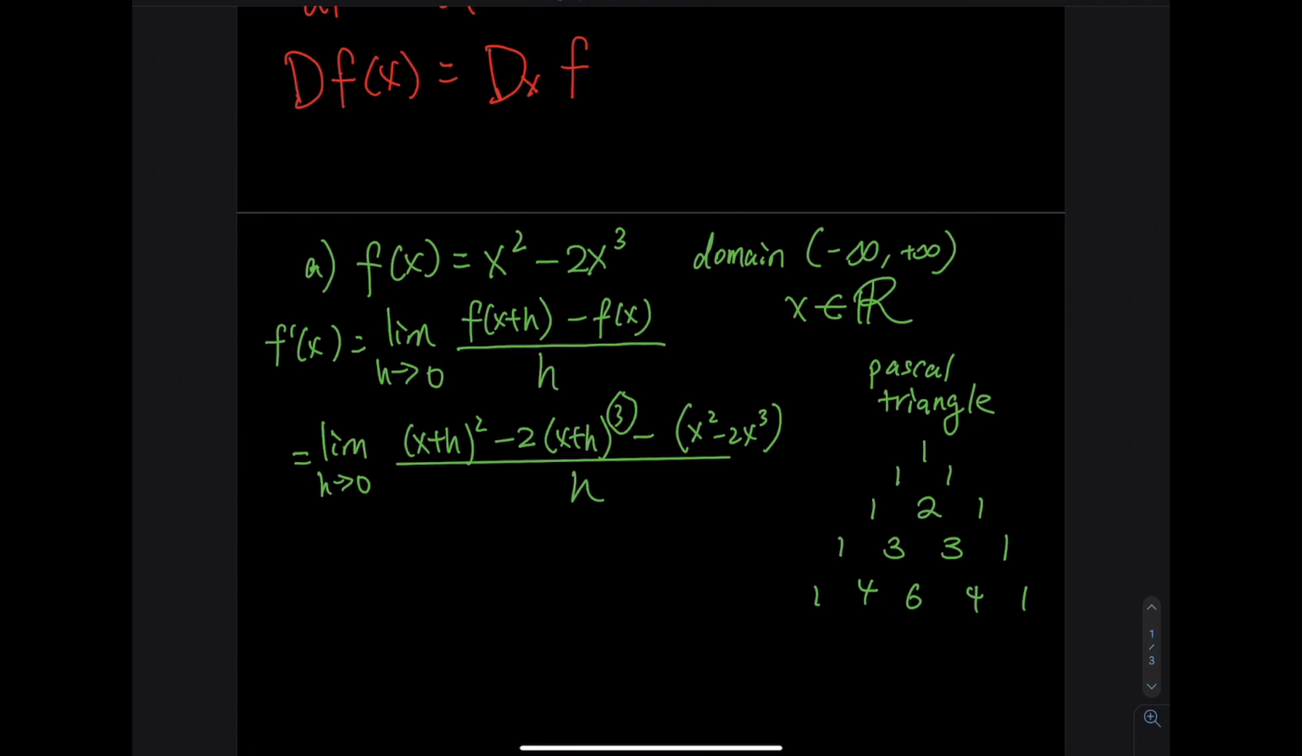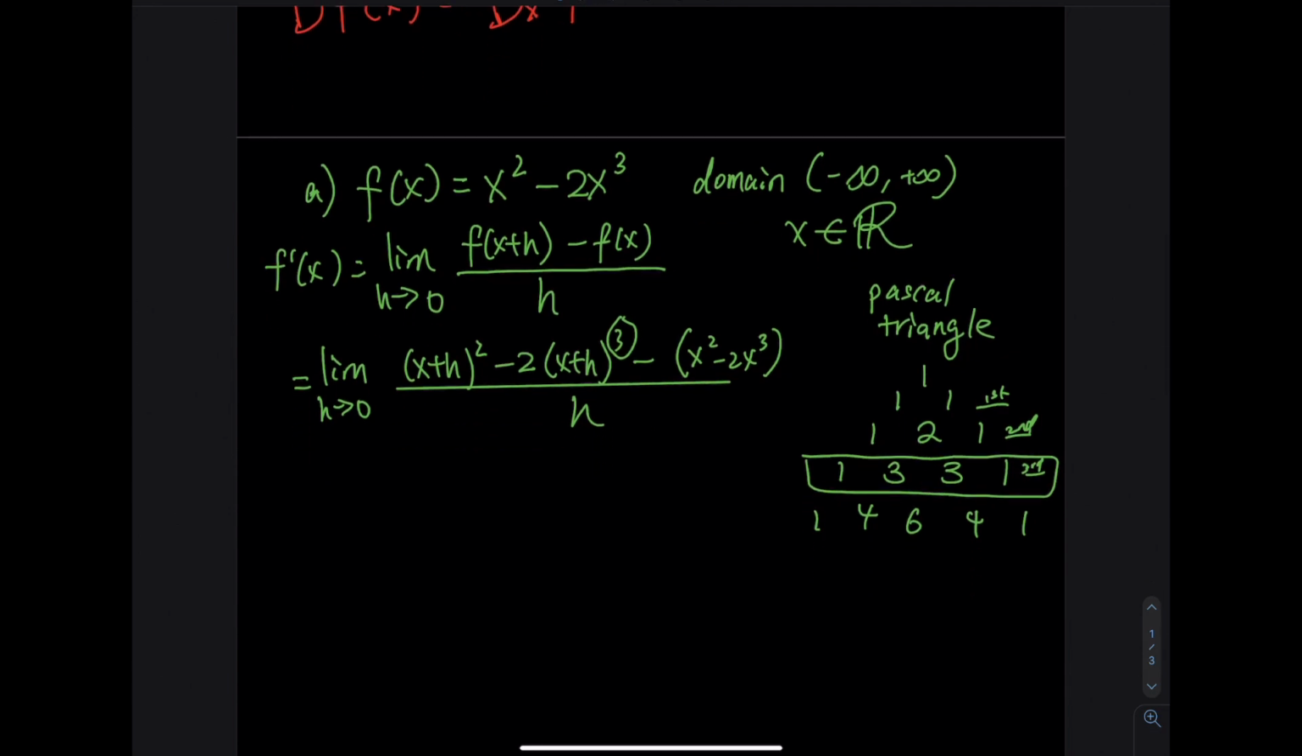And then how do we use this? The power that we are trying to expand is the third power. So we don't count the top. This is the first line, and then this is the second line, and then this is the third line. So the third line is the line that we will have to use. The 1, 3, 3, 1, they are my coefficients. Let's write down the 1, 3, 3, 1. How do we use that?